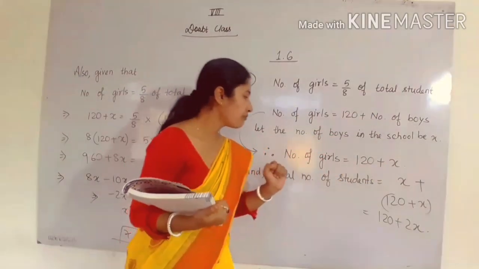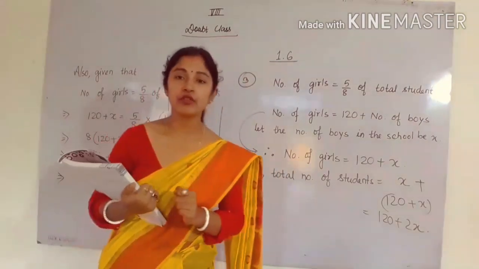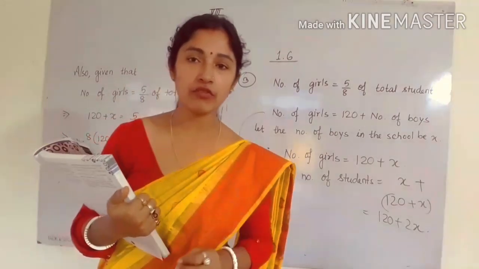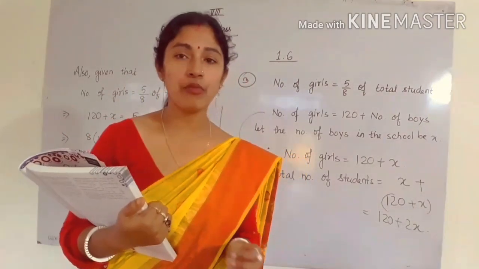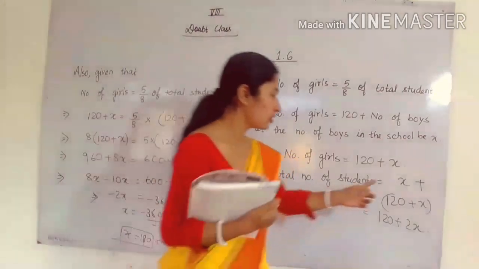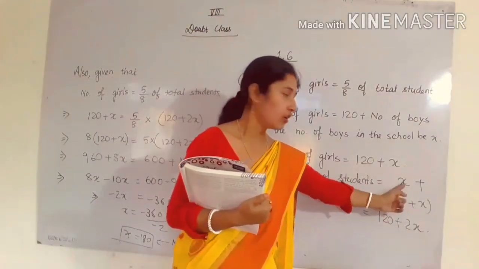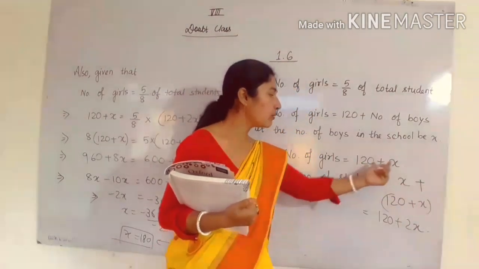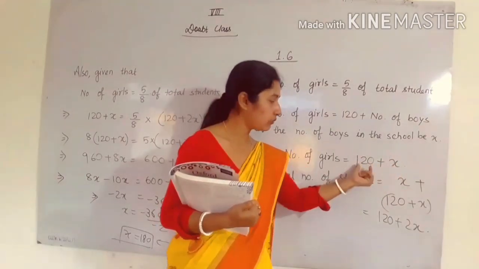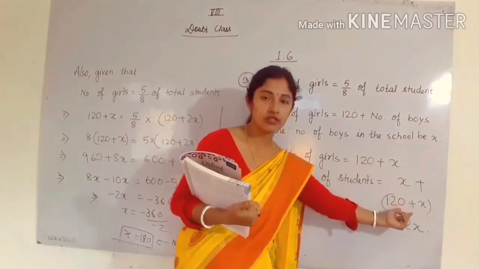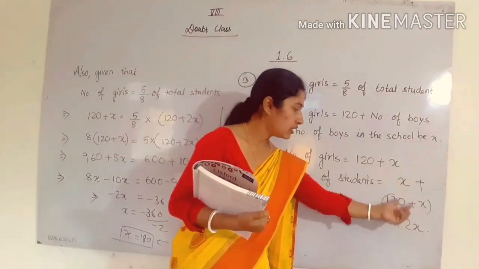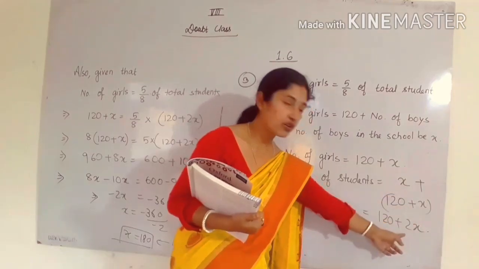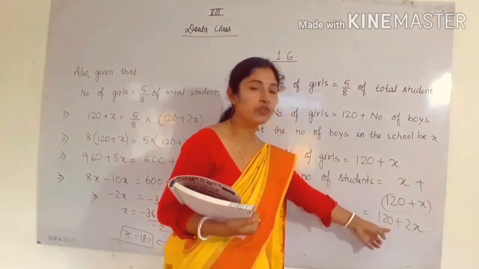Okay. Next see, what will be the total number of students in the school? So total number of students in the school will be equal to number of boys plus number of girls. As we have taken number of boys is equal to x, first of all we put x, that is the number of boys, plus number of girls. According to the condition, number of girls is 120 more than number of boys. That means 120 plus x is the number of girls. So if we add these two numbers, we will get 120 plus 2x. So this is the total number of students.